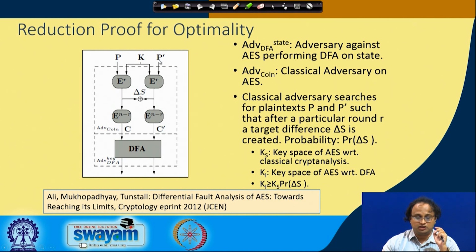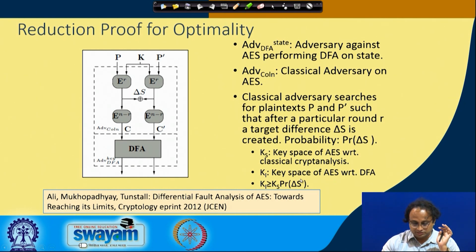I will try to create a differential at this point, which is essentially nothing but the fault differential that I am exploiting in a DFA. So imagine that there is a DFA fault attacker, denoted as the adversary of DFA, which reduces the key size of AES. That is denoted as KL, the key space of AES with respect to a DFA, and imagine that KS is the key space of AES with respect to classical cryptanalysis.